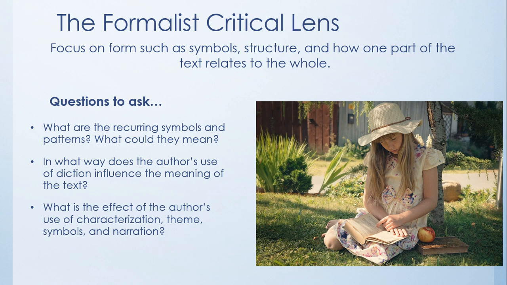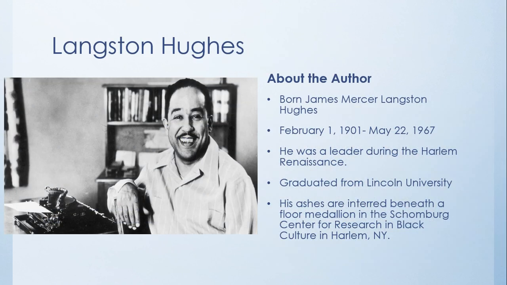When we approach literature using the formalist critical lens, we focus on forms such as symbols, structure, and how one part of the text relates to the whole. Some questions that we ask and answer during this time are: what are the recurring symbols and patterns? What could they mean? In what way does the author's use of diction influence the meaning of the text? And what is the effect of the author's use of characterization, theme, symbols, and narration?